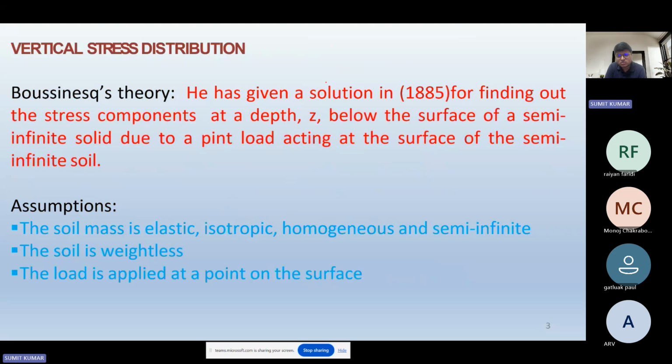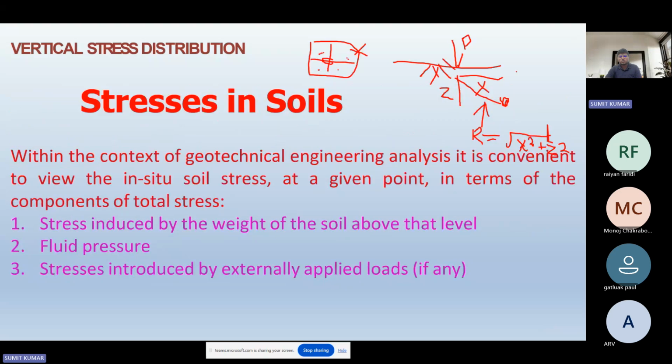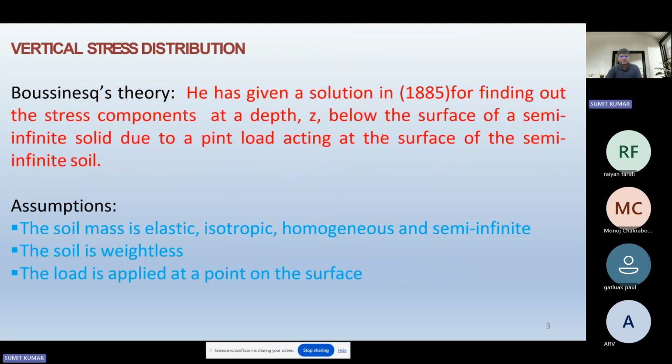Okay, so over here the Boussinesq theory says that he has given a solution for finding out the stress component at depth z below the surface of a semi-infinite solid due to a point load acting at the surface of the semi-infinite solid. Okay, as I already mentioned in the previous slide, what we want to achieve is to calculate the development of stress or load at any cross section below the ground surface. So he has given the equation for the same, but for that some assumptions have been made.